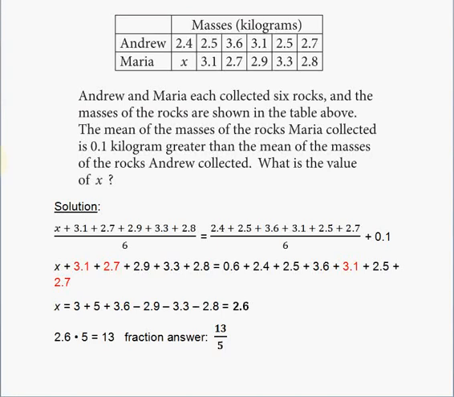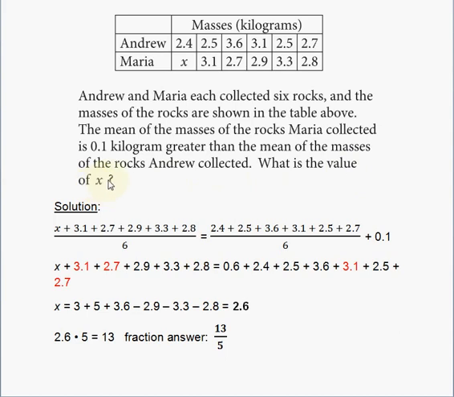This is problem number 36, practice test 6, section 4, calculator allowed. Andrew and Maria each collected 6 rocks and the masses of the rocks are shown in the table above. The mean of the masses of the rocks Maria collected is 0.1 kilogram greater than the mean of the masses of the rocks Andrew collected. What is the value of x?